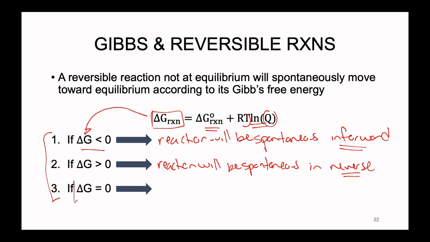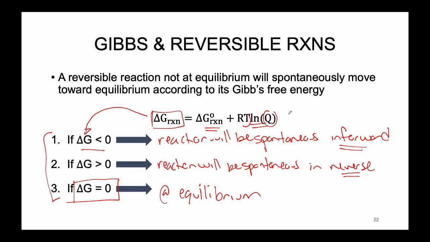Now, the magical situation where your delta G is equal to 0 corresponds to a situation where you are at equilibrium. Your product to reactant ratio is balanced, your temperature is balanced, the reaction does not have to shift in any way. Your Gibbs free energy calculation is good.